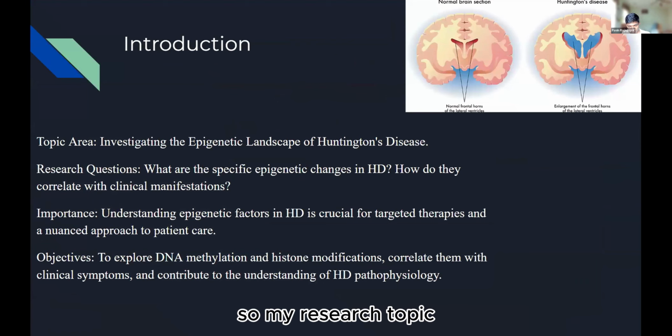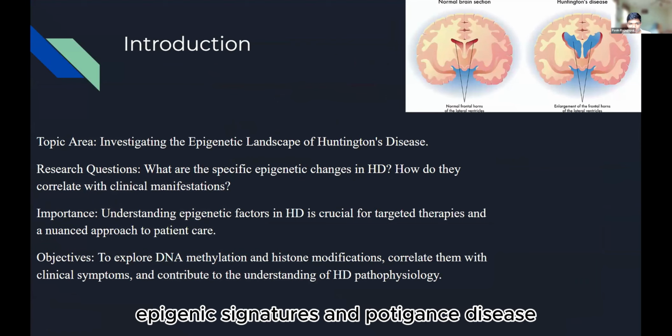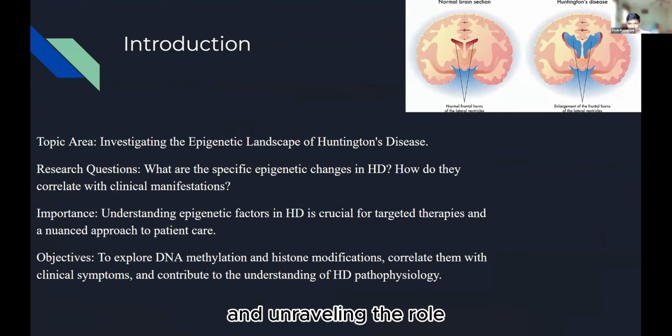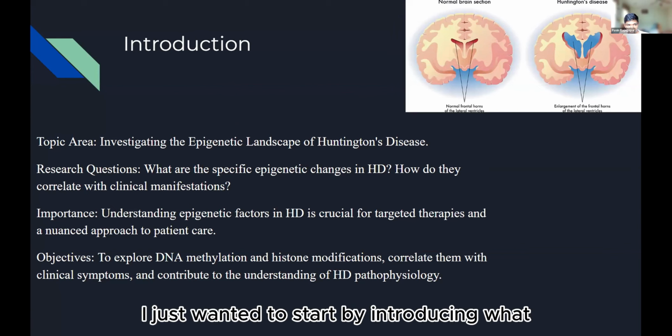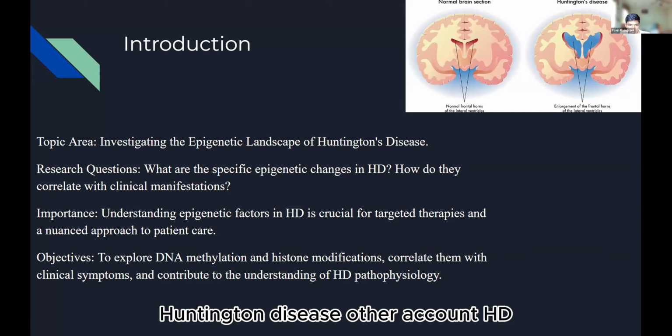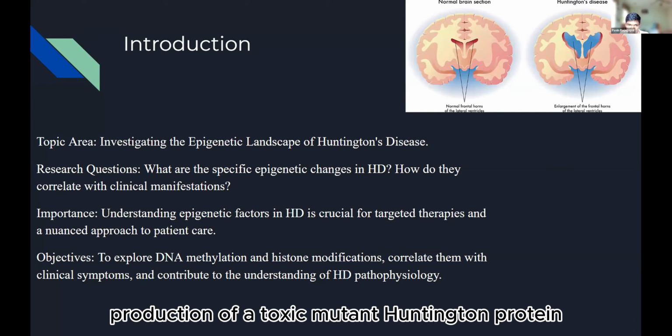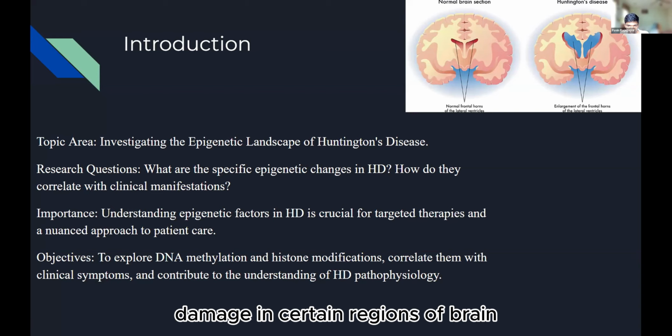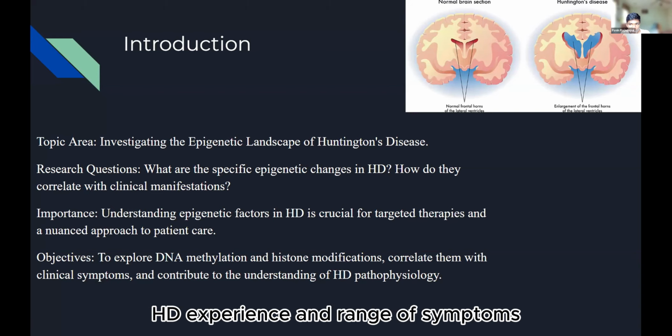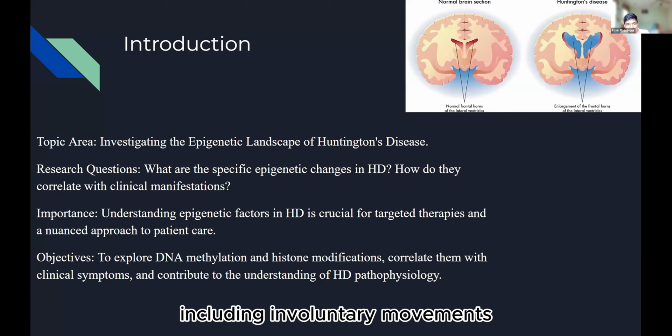So my research topic is exploring epigenetic signatures in Huntington's disease and unraveling the role of epigenetic modifications in disease progression. I just wanted to start by introducing what Huntington's disease is. Huntington's disease, otherwise known as HD, is a neurodegenerative disorder caused by genetic mutation, specifically the expansion of CAG repeats in the Huntington gene. This mutation results in the production of a toxic mutant Huntington protein, which leads to progressive damage in certain regions of the brain. Individuals with HD experience a range of symptoms, including involuntary movements, cognitive decline, and psychiatric disturbances.